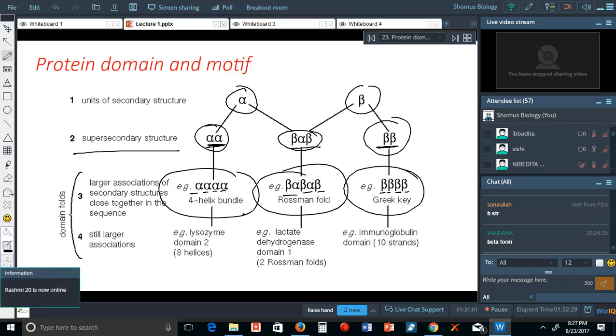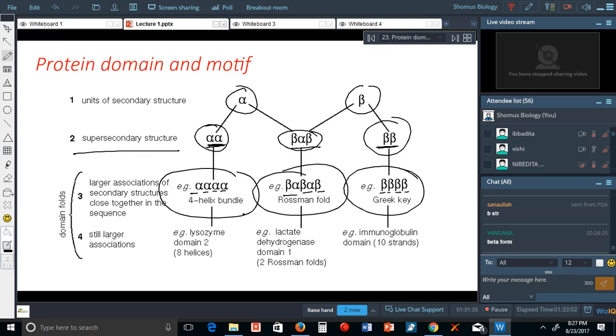But what is the motif? Because the domain and motif are used synonymously in many cases, but there is a very tiny difference between domain and motif. The domain is when we have multiple super secondary structures linked with one another. But what is motif? Motif is when we look at the pattern of the fold. That will be known as the motif. That will be known as a motif.